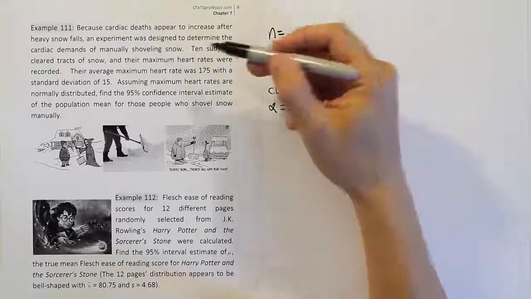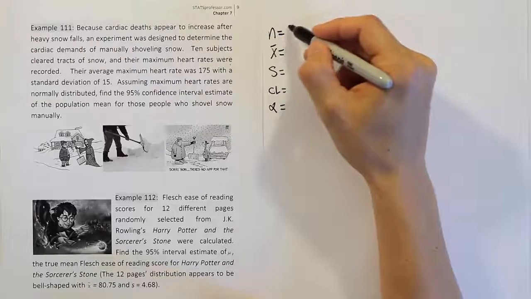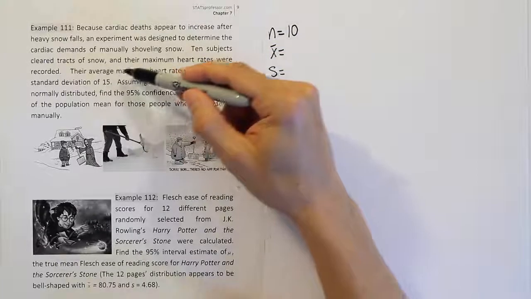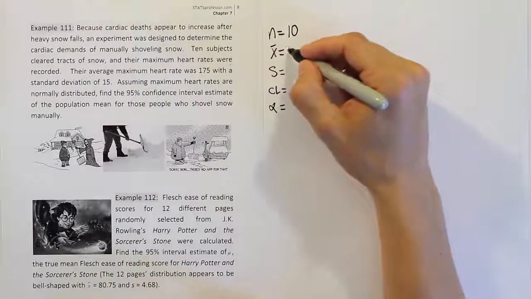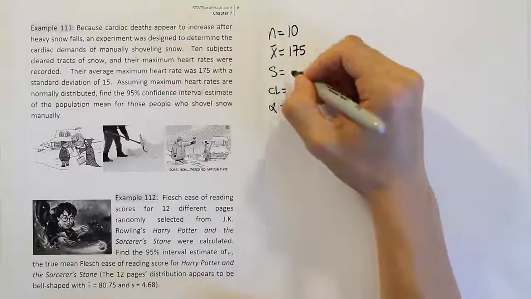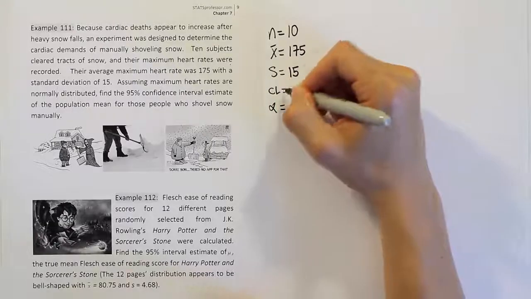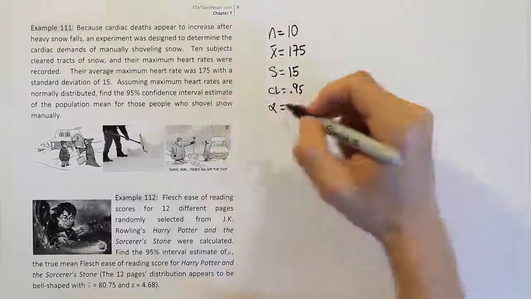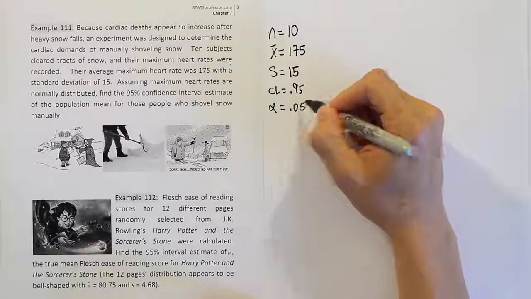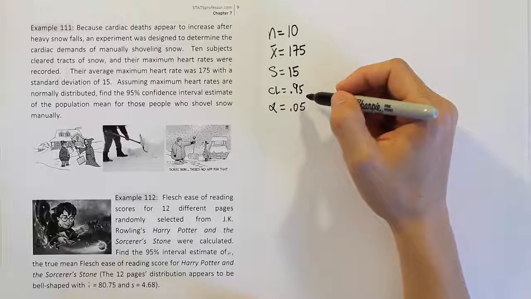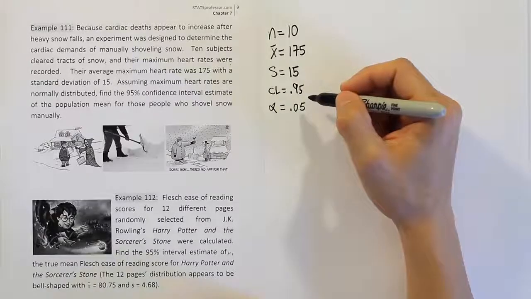All right, so the n here says 10 subjects cleared tracts of snow. That's your sample size. Then it says their average maximum heart rate was 175 with a standard deviation of 15, right? A confidence level of 95%, and an alpha, of course, of 0.05, which stems from the confidence level being 95%.